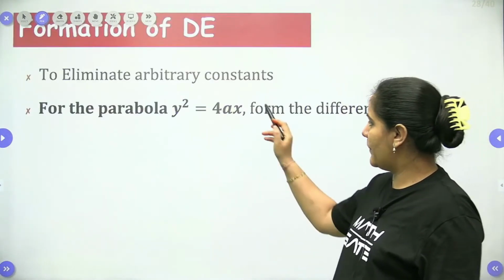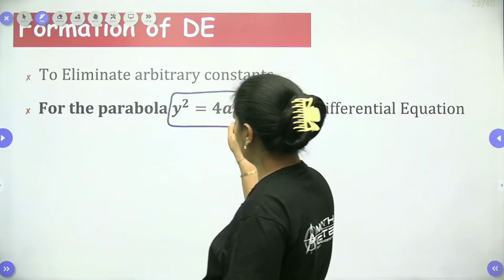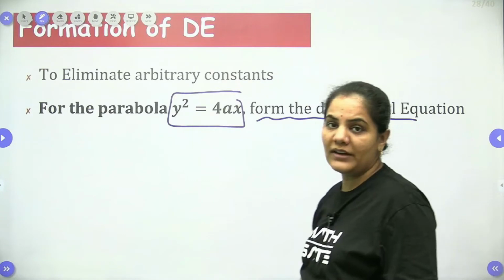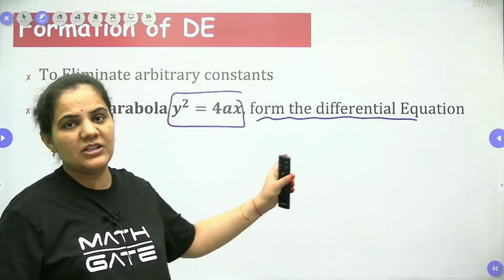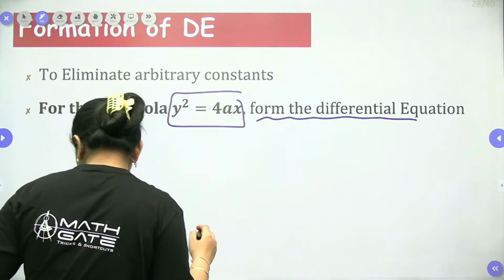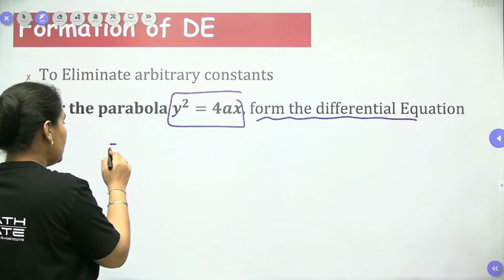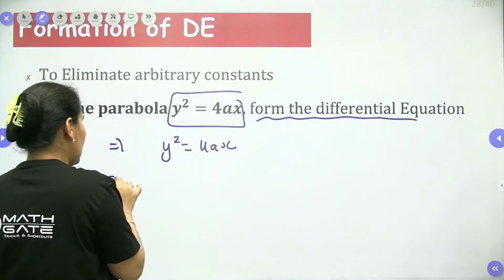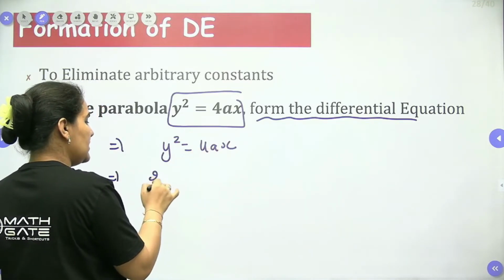It's a simple thing to approach. Let me show you with this example. For the parabola, form the differential equation. How can we formulate a differential equation from the equation of a parabola? So let's approach it, guys. As we know very well, y square is equal to 4ax. Let's differentiate it, differentiating both sides.